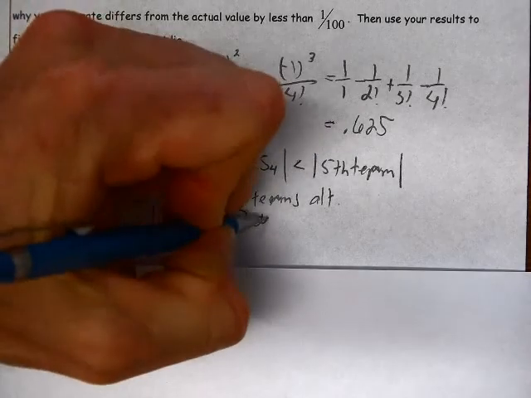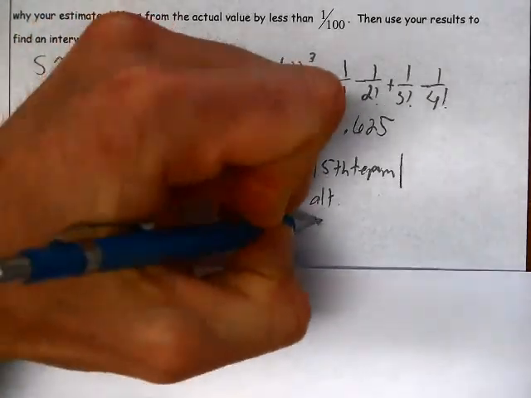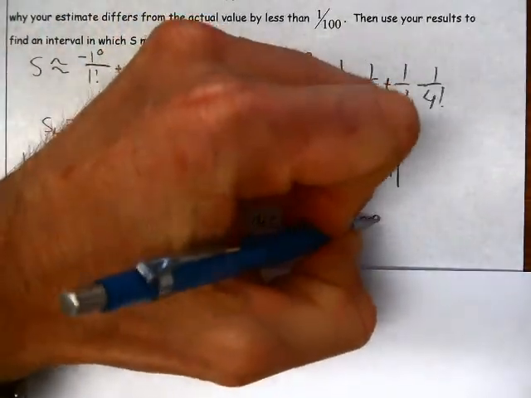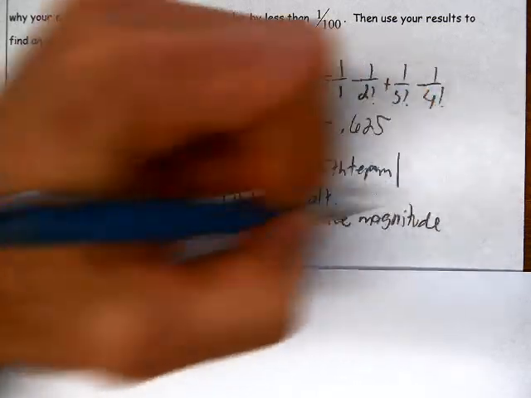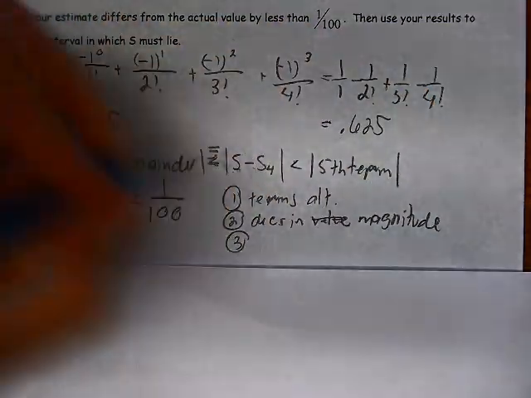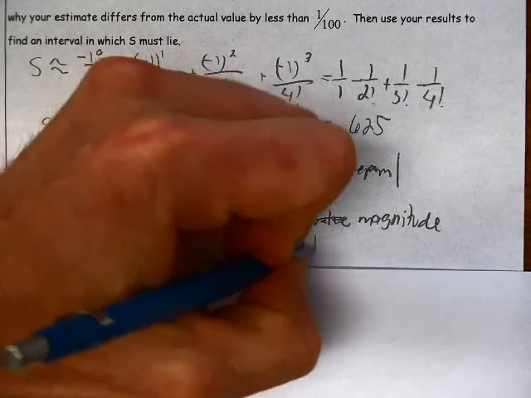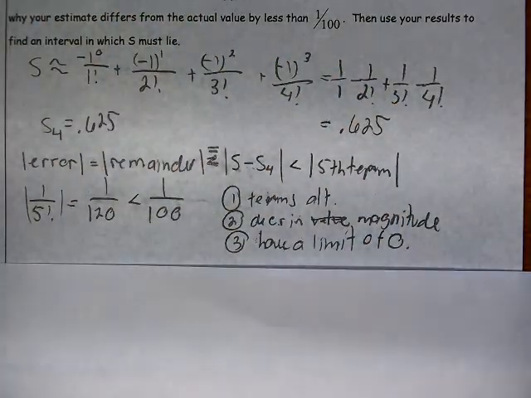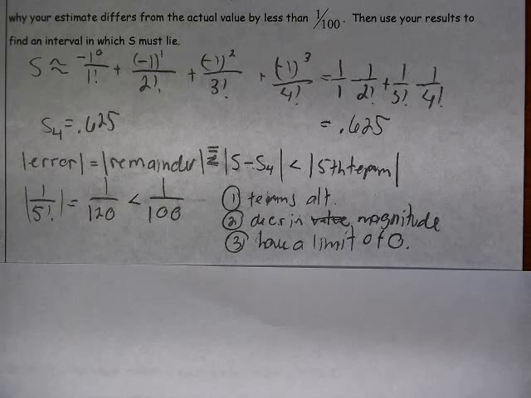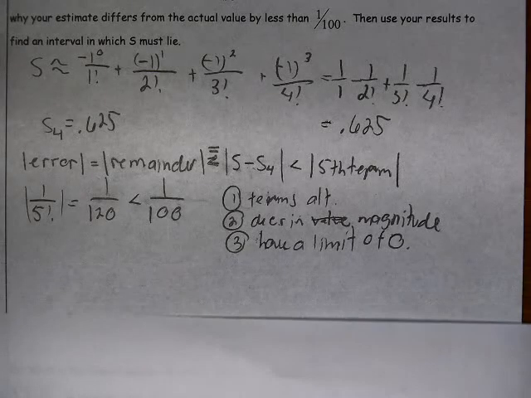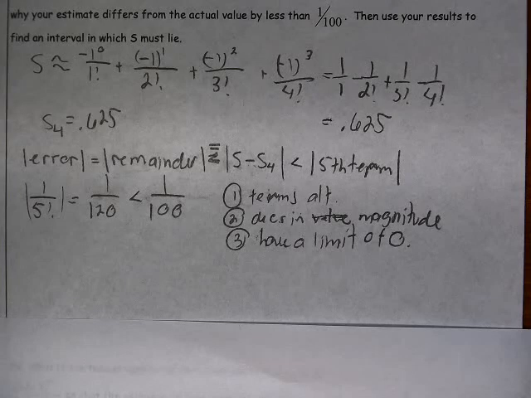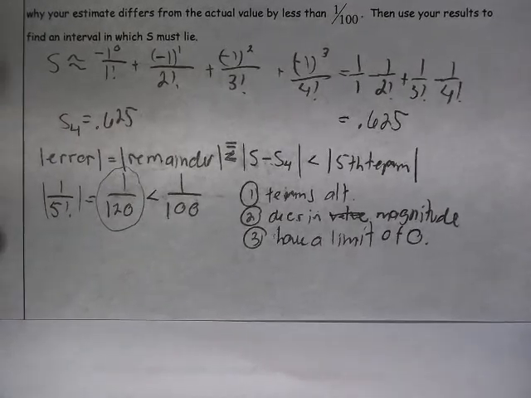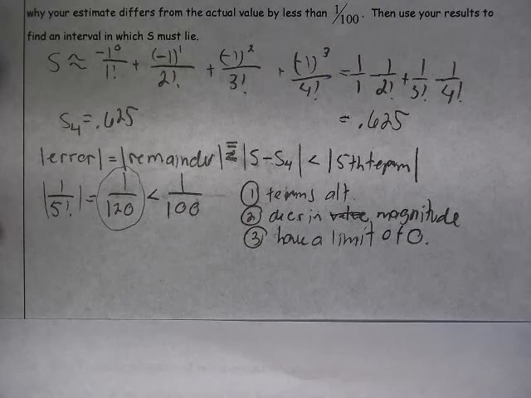They decrease in magnitude, sorry, not in value, in magnitude. And they have a limit of 0. Right, so we know that we're within 1/120th of the true value.